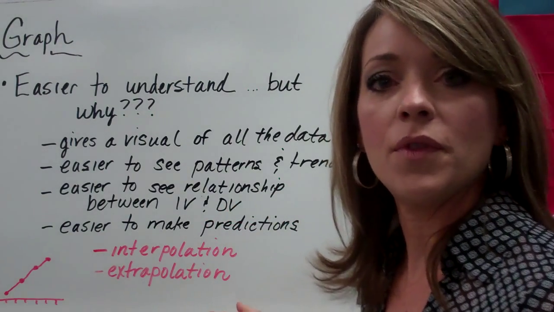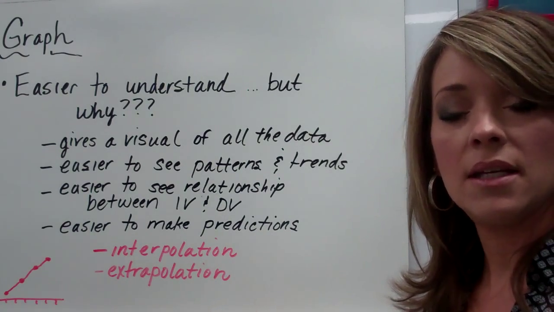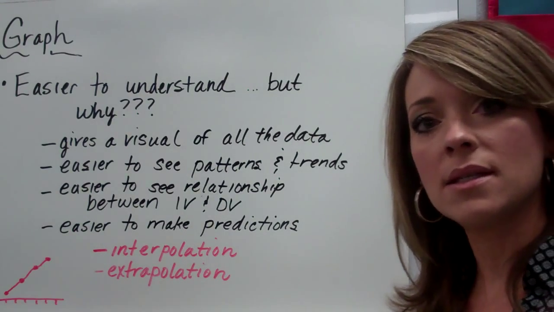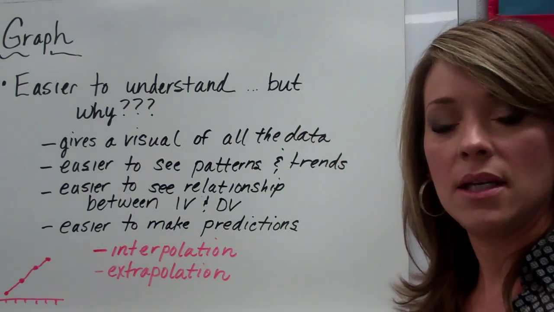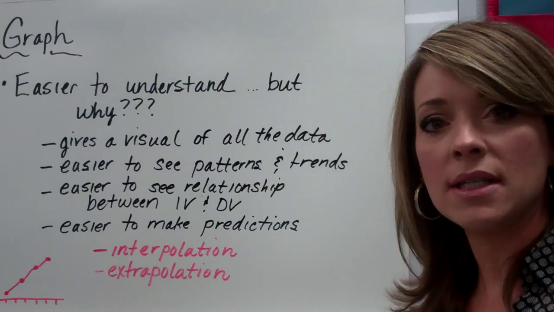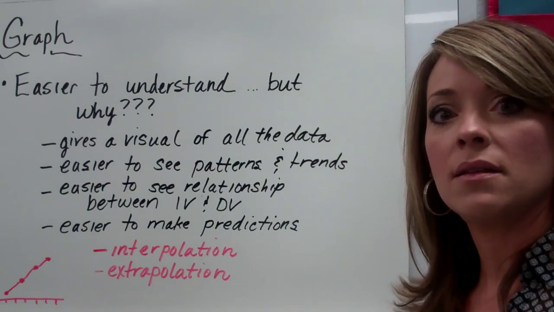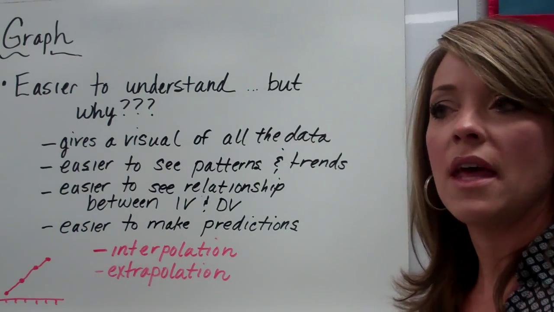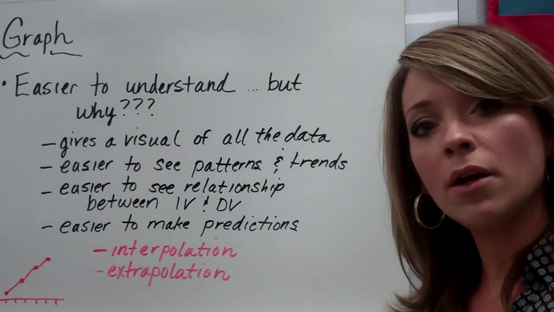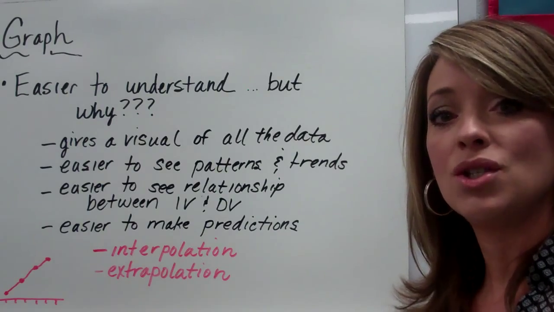And with a graph, the reason we're going to put that data from the data table into the graph is because it makes it easier to understand. But the real question is, why does it make it easier to understand? A lot of times on students' answers, I get students saying that the graph is easier to understand, that it makes the information more clear, but how exactly does it do that?